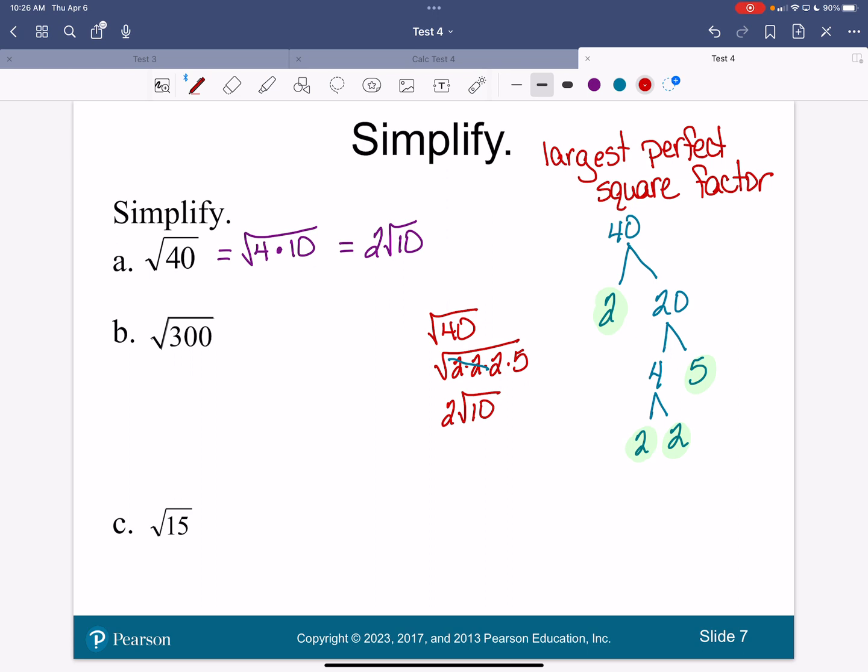Okay, so now we're going to do the square root of 300. Okay, is there a perfect square factor inside 300? And we want our largest.